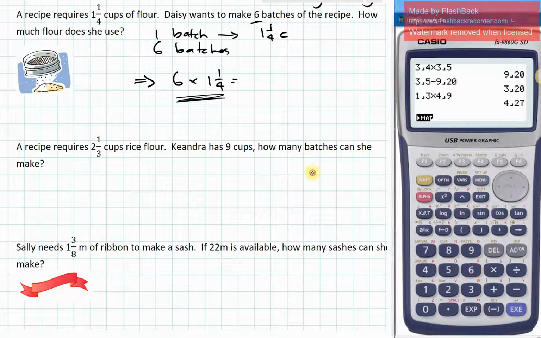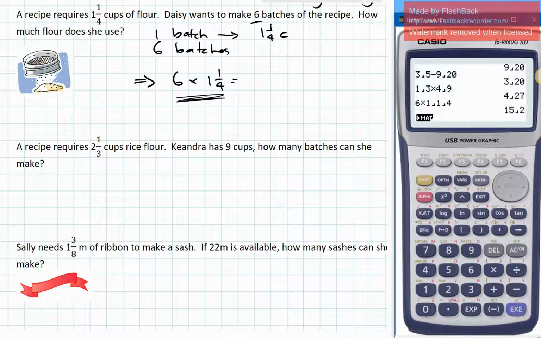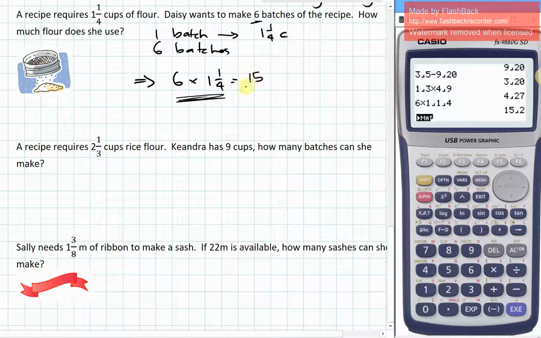So on my calculator, 6 times 1 1/4, so 1 ABC, 1 ABC button, 4. So you've just entered 1 1/4. Multiplying that by 6, I get 15 over 2, which is 15 halves cups. And if we change that into a mixed number, 2 into 15 goes 7 times, and there's 1 left over. So 7.5 cups of flour.